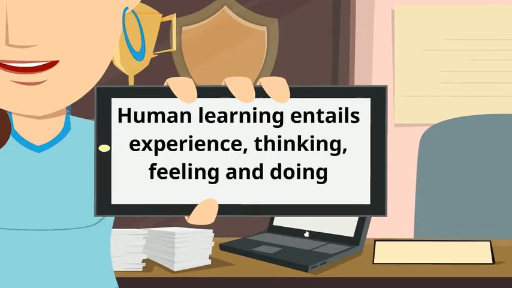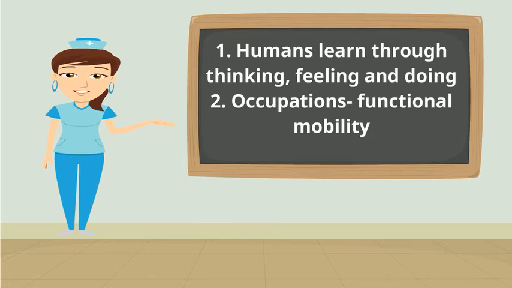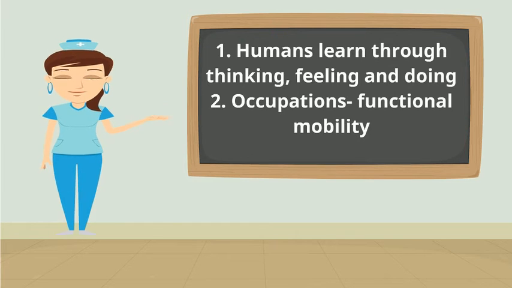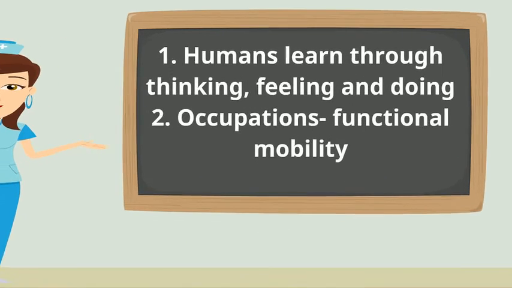What core concept was this an example of? As you just saw, humans learn through thinking, feeling, and doing. This example demonstrated functional mobility as Addie was learning to crawl.